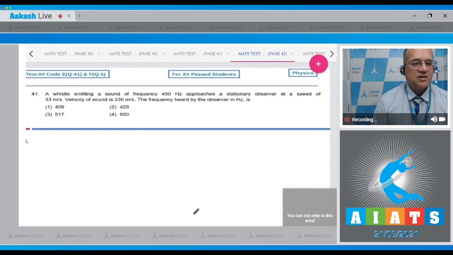Question number 41: a whistle emitting a sound of frequency 450 Hz approaches a stationary observer at a speed of 33 meter per second. The velocity of sound is 330 meter per second. What is the frequency heard by the observer? Using the Doppler effect, this is the source, moving with a speed of 33 meter per second and emitting sound with sound velocity equal to 330 meter per second, and the frequency emitted is 450 Hz.